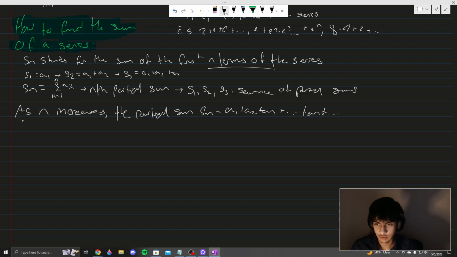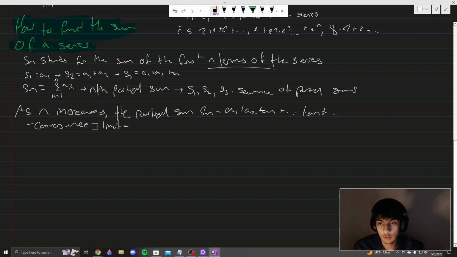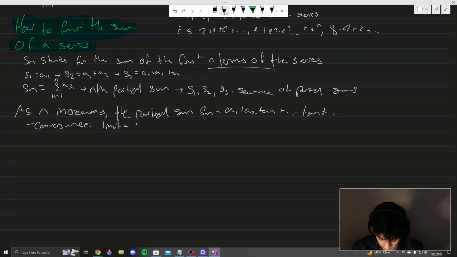So the convergence equals the limit. Here I'll rewrite it like this: convergence, limit equals the sum of all terms in a series.